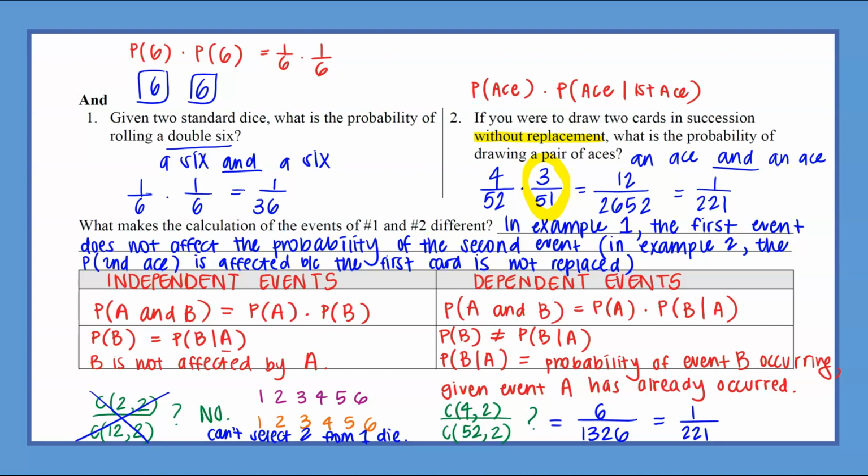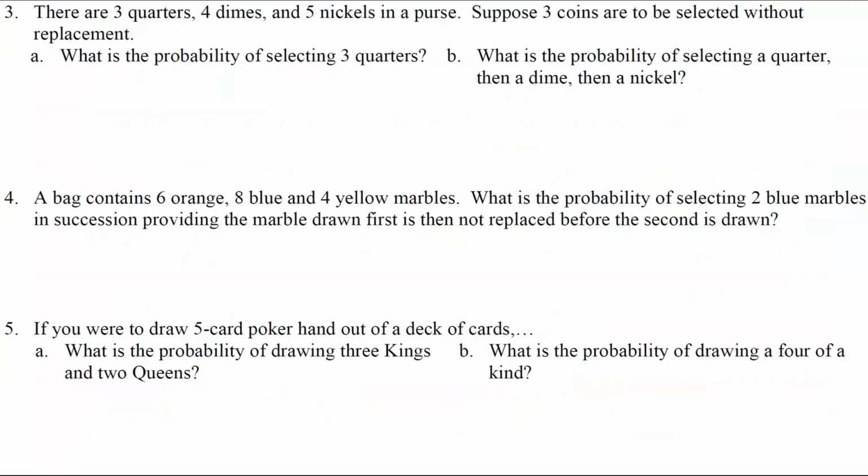Number 3 states there are 3 quarters, 4 dimes, and 5 nickels in a purse. Suppose 3 coins are to be selected without replacement. So we are not putting the coin back into the purse after we have taken it out. What is the probability of selecting 3 quarters? Selecting 3 quarters means I am selecting a quarter and another quarter and another quarter.